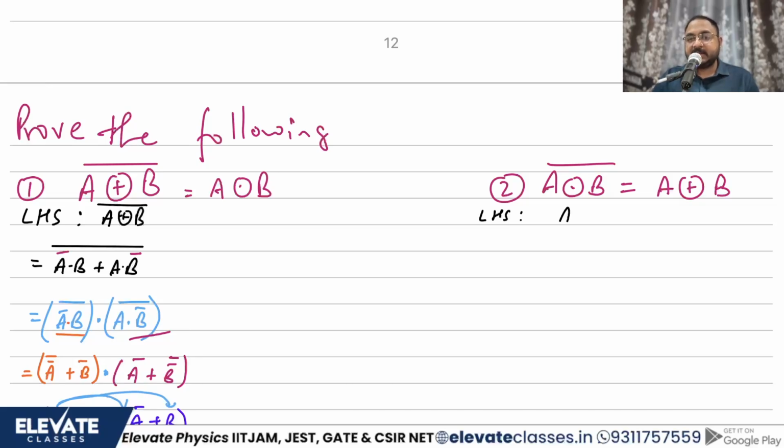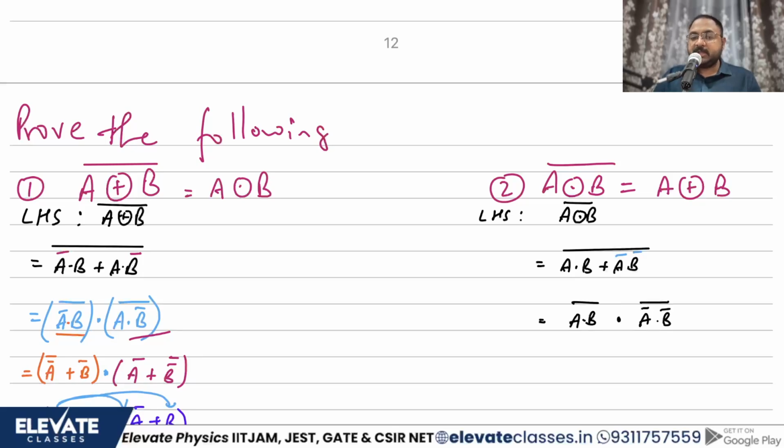What is my LHS? LHS is A XNOR B complement, right? How can we write A XNOR B? We write A dot B plus A bar dot B bar. Where do we put complements? On top of one product only. And there was an original complement, write it as it is. Use De Morgan's law. If I use De Morgan's law, change the sign from plus to dot, break this complement. So I'll have A dot B complement plus A bar dot B bar complement.